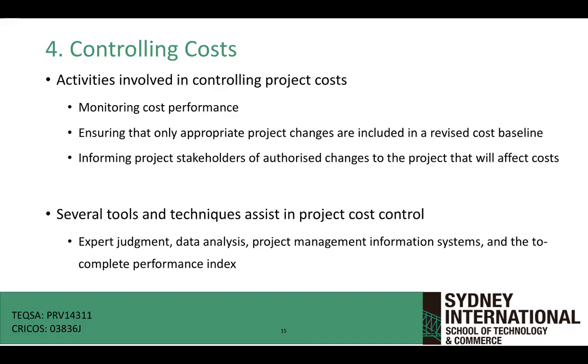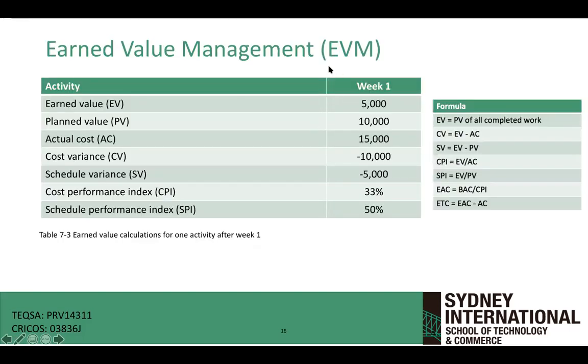The to-complete performance index is a measurement of how much more money we need to spend to be able to ensure we're going to complete the project. So how much more money is really needed to get the job done for our project at that particular point of time. All of these are things we need to bear in mind in terms of controlling the costing. This is one method we need to bear in mind, which talks specifically about how we control the costing.